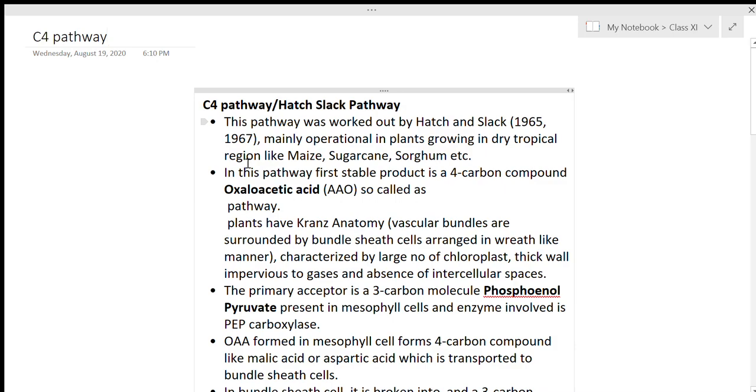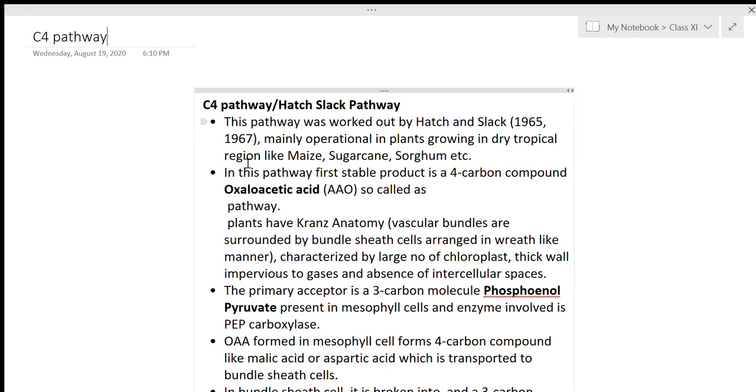Hello students, today I am going to explain the C4 pathway. It is also known as the Hatch-Slack pathway because this pathway was discovered by Hatch and Slack in 1965 and 1967. And this pathway takes place only in plants growing in tropical regions. It means the plants which are found in the dry tropical regions have this pathway.